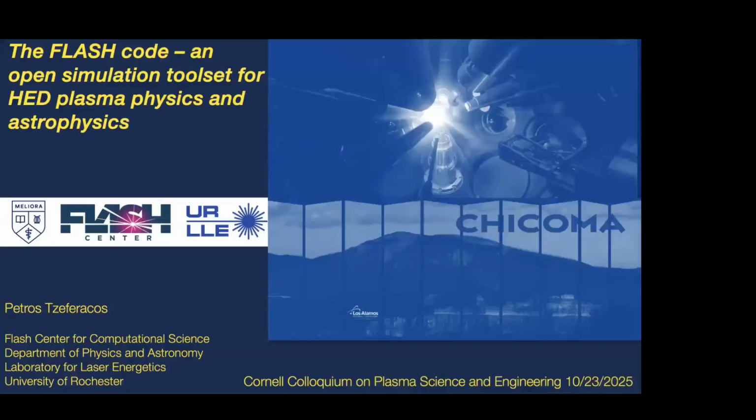So he's a professor at the Department of Physics and Astronomy at the University of Rochester, and he's received many prestigious awards. An APS John Dawson Award for Excellence in Plasma Physics Research in 2019, Early Career Award from DOE in 2021, and the Presidential Early Career Award for Scientists and Engineers in 2025.